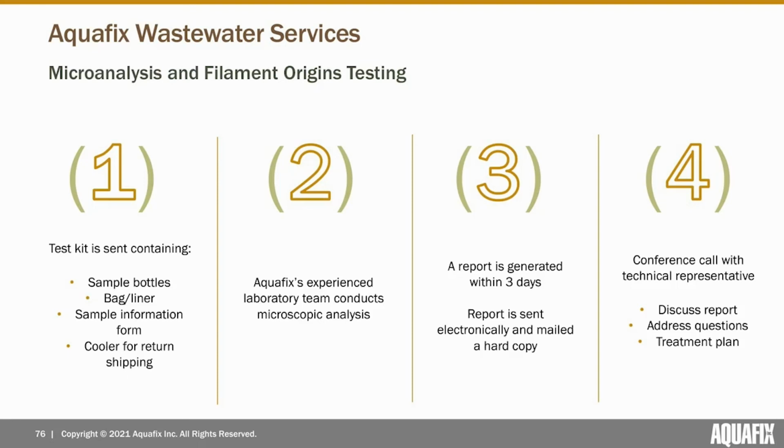It's important that the samples are sent overnight and on ice in order to get the most reliable representation of your plant. Once our lab receives the samples, we'll conduct detailed observations and generate a report based on our findings. This report will then be sent electronically as well as in the mail. After receiving your report, a call with a technical representative from your state can be set up to discuss the report and treatment specifics, as well as address any potential questions you may have.